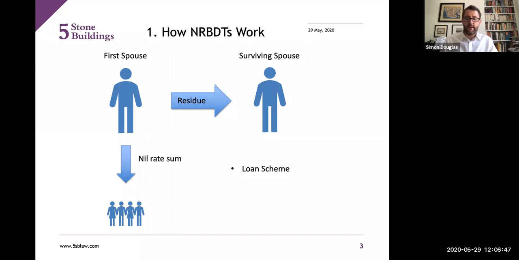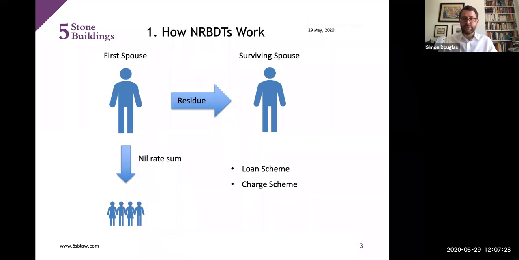The second way of doing it would be through the charge scheme, which is a similar idea, but here the trustees of the discretionary trust, again, instead of paying the nil rate sum over to the discretionary beneficiaries, they would charge assets within the first spouse's estate, usually the first spouse's share of the family home, with a sum equivalent to the nil rate sum. And they would then assent that property to the surviving spouse. So the surviving spouse would get the family home, they would get the entire legal title to the family home, but it would be burdened with a debt through the charge scheme.